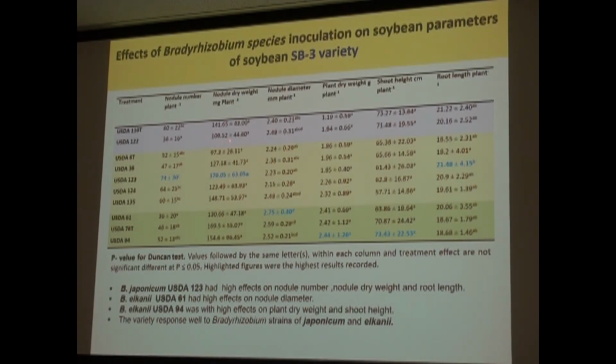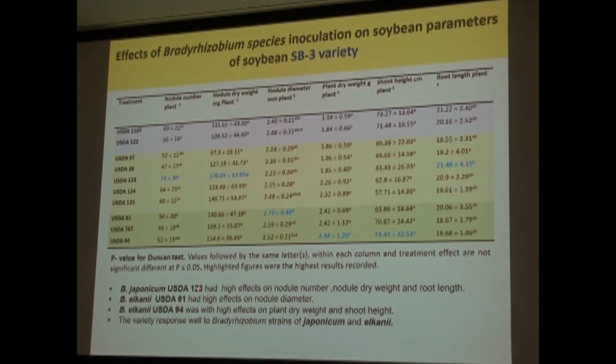This table also gives some of the effects according to the parameters and the treatment. In these results, B. diazoefficiens has less effect, and B. japonicum and B. elkanii have some high effects on the SP3 variety. I also highlighted some specific rhizobia strains which have direct effects on this soybean variety, and the variety responds well to rhizobia strains of B. japonicum and B. elkanii.